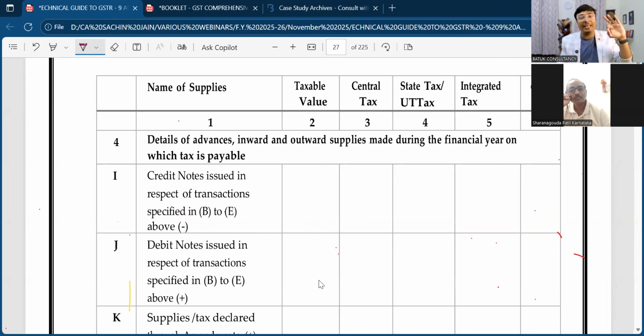Sir, LUT sales, when you are making the export without payment of tax, we have a separate figure with a separate option where we need to show. Okay, just wait. I just need to complete all the fields of GSTR-9. Then after, if you have any doubt, you can ask. Okay.